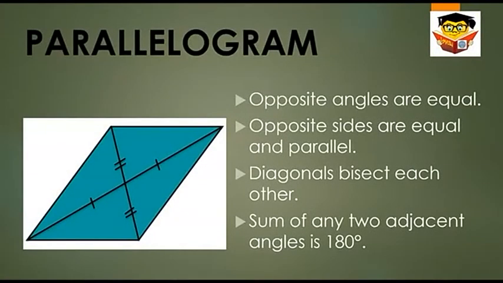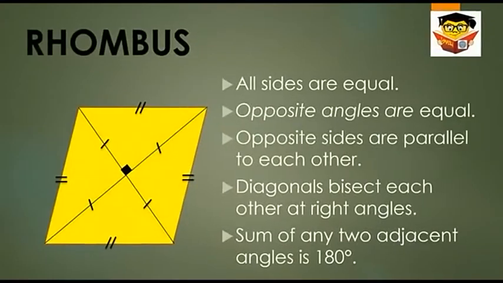Properties of parallelogram. Opposite angles are equal. Opposite sides are equal and parallel. Diagonals bisect each other. Sum of any two adjacent angles is 180 degree. Properties of rhombus. All sides are equal. Opposite angles are equal. Opposite sides are parallel to each other. Diagonals bisect each other at right angles. Sum of any two adjacent angles is 180 degree.